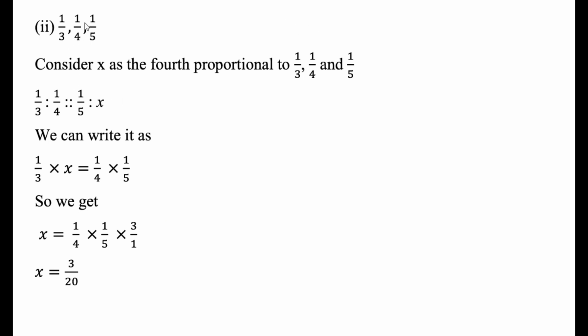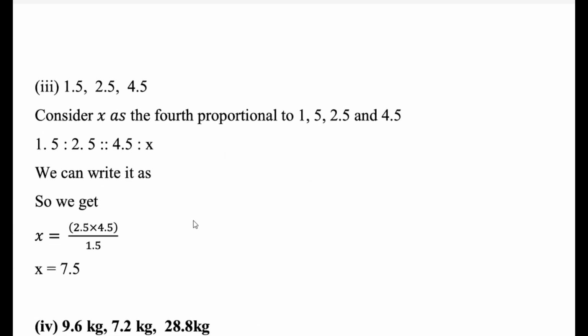1 by 3, 1 by 4, 1 by 5. So 1 by 3 is to 1 by 4 is to 1 by 5 is to x. Here the meaning of is to means is equal to 1. So going the same way, x will be is equal to 1 by 4 into 1 by 5 into 3 by 1. So ultimately you will get x equal to 3 by 20. Come to the next problem.